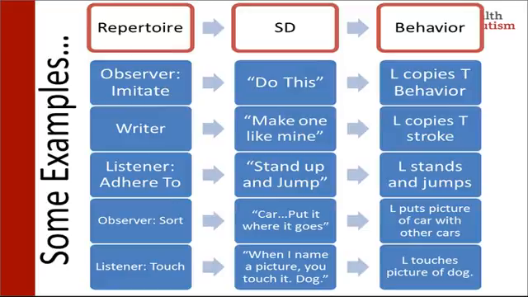For our sort program, we might tell the learner car, put it where it goes, while showing them a picture of a car. We would expect the learner to put the picture of the car with the other cars. And for our listener touch programs, our SD could be something like, when I name a picture, you touch it, dog. We would expect that the learner then touches the picture of the dog.